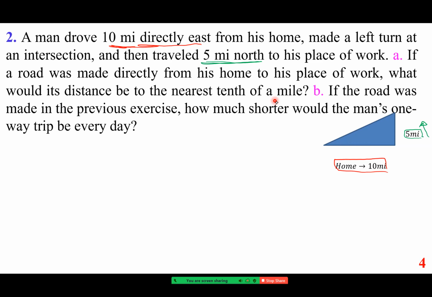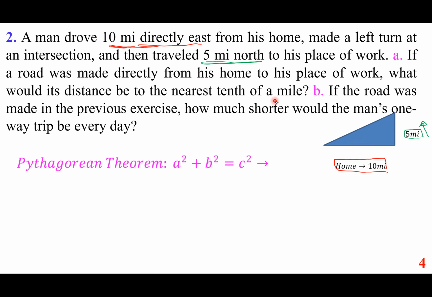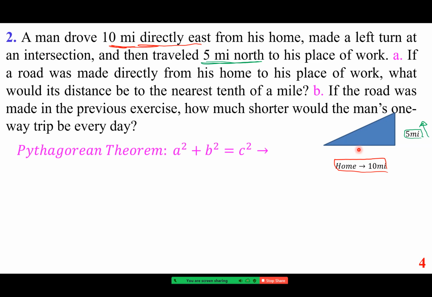So we use the Pythagorean theorem. A squared plus B squared equals C squared. In essence, this is A, this is B, and hypotenuse C. So plug in. A is 10, so 10 squared. B is 5, so 5 squared.